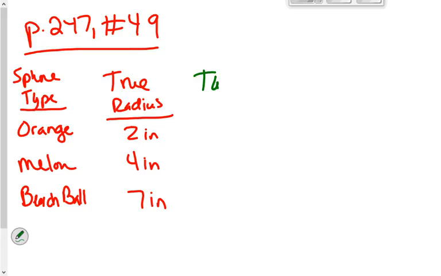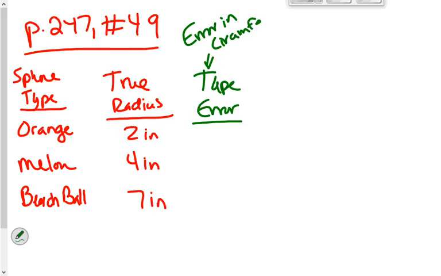We have the tape error, which is really the error in what? It's the error in what quantity? The circumference. Okay? So this is going to be error in circumference, and it's the same value, that 1/8 of an inch.